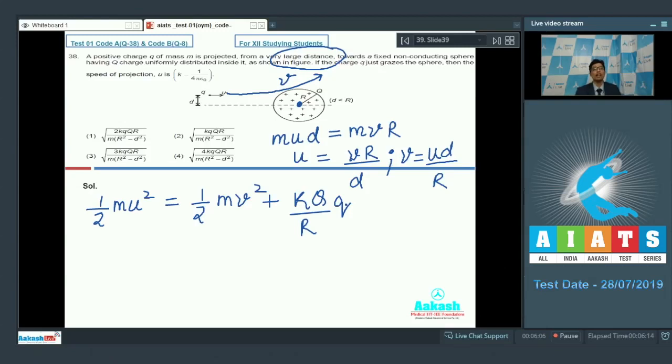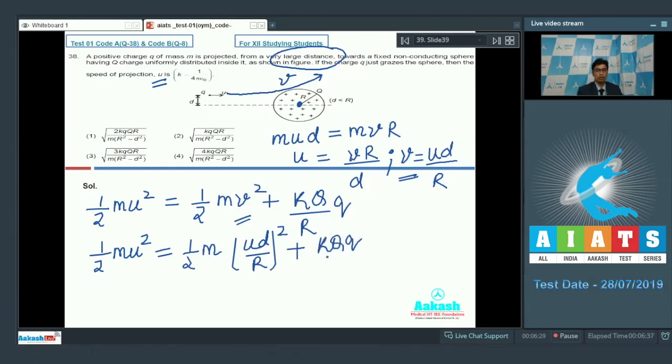Now dear students, we have to find the value of small u. Substituting the value of v from this equation into this equation, we can write that half m u square is equal to half m (ud by r) square plus k capital Q small q by r. Now dear students, solving this equation, we can find out the value of u, which comes out to be equal to under root of 2k capital Q small q into r divided by small m multiplied by (r square minus d square). So dear students, the correct answer for this particular question should be option number 1.